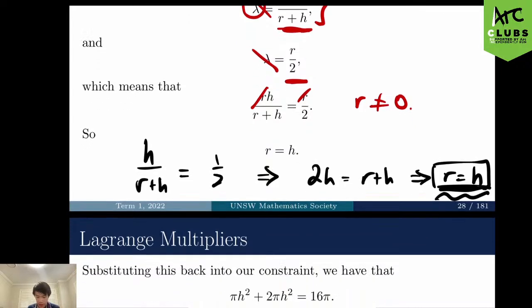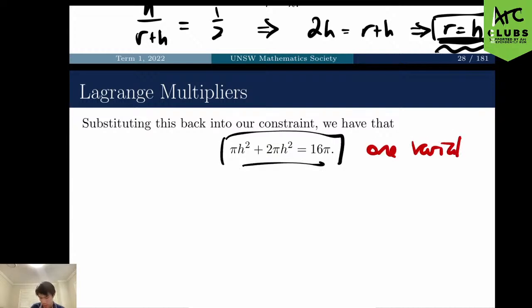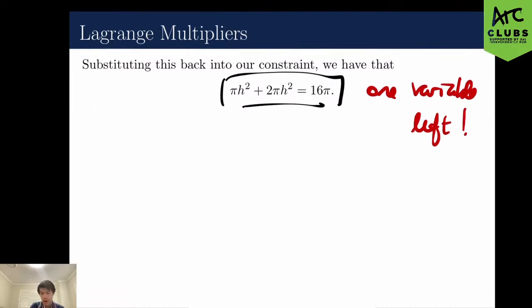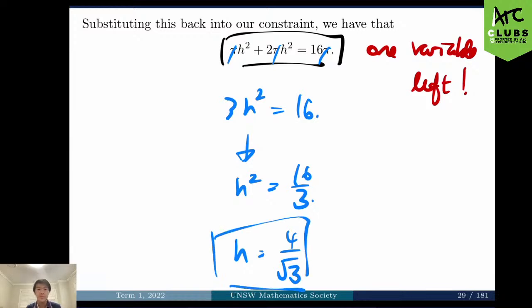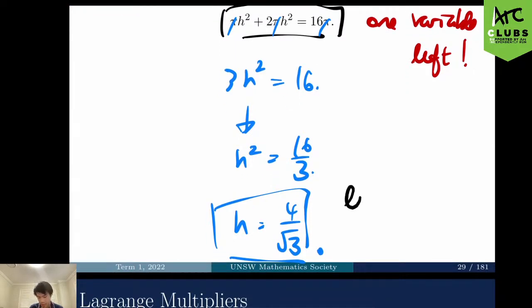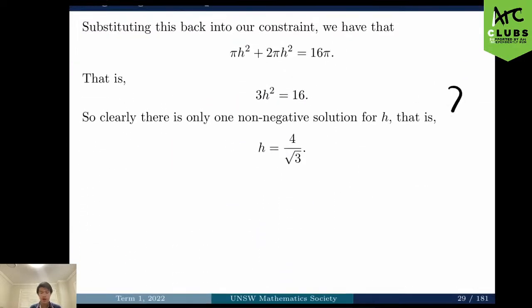Beautiful. So exactly what I said before, we sub it back into our constraint, and then there's just one variable left. Then we solve for that. You can instantly see, get rid of the pi's, no one likes the pi's. 3h squared equals 16. So then h squared equals 16 on 3. And then we end up with h equals 4 on root 3. Awesome. So hopefully that all makes sense. We're just trying to solve for this. And the reason why we don't take the negative value is because we've got a length here. So h equals 4 on root 3.